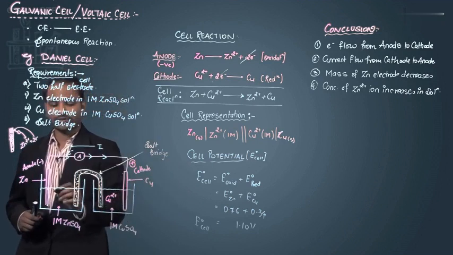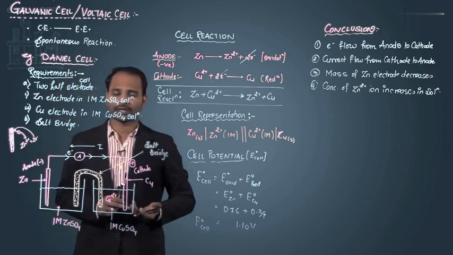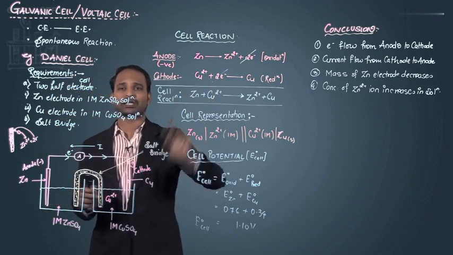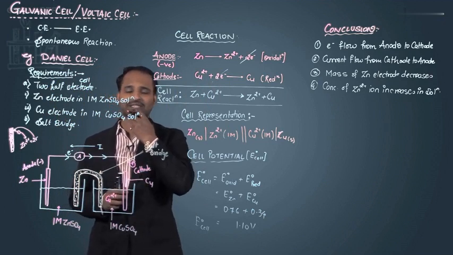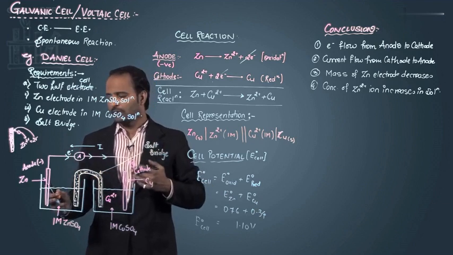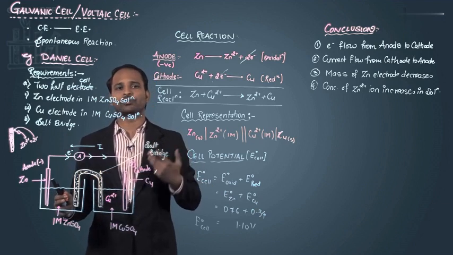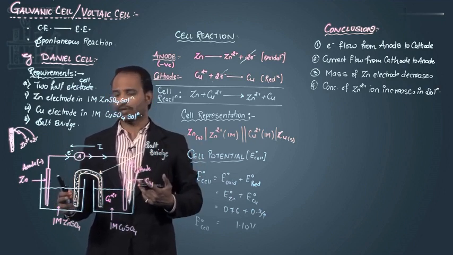Because once the positive charge increases, the zinc will stop producing more positive ions. That means it will stop producing the Zn2+ ion, and if Zn2+ ion is not produced, then the reaction will stop. That means for a reaction to take place continuously, the solution should be neutral in nature. There should be an equal number of positive and negative ions.